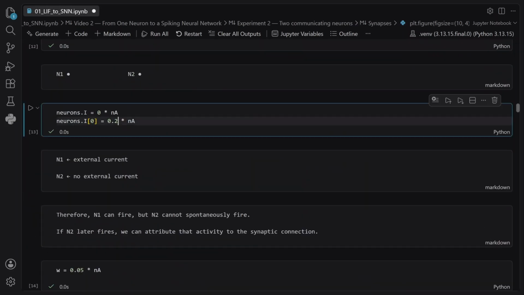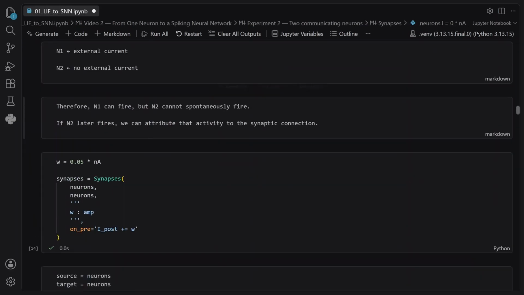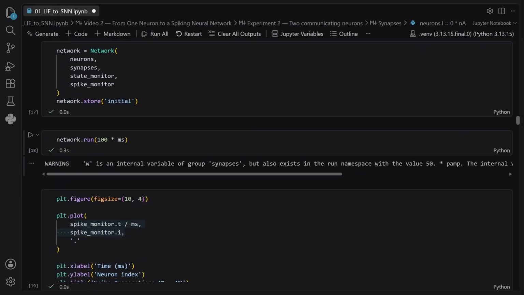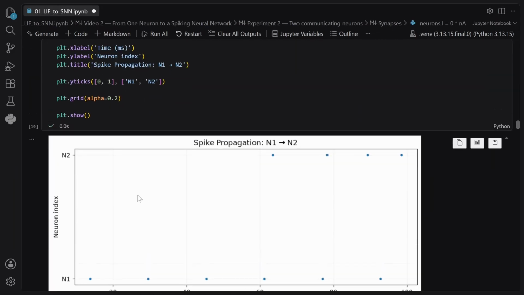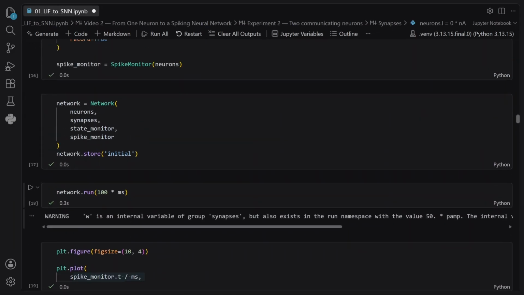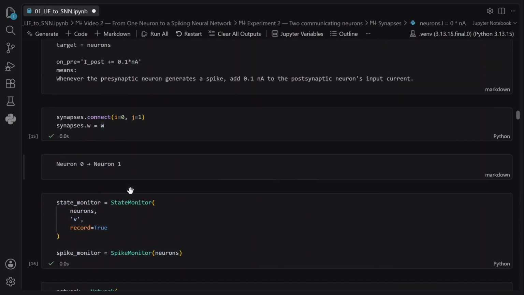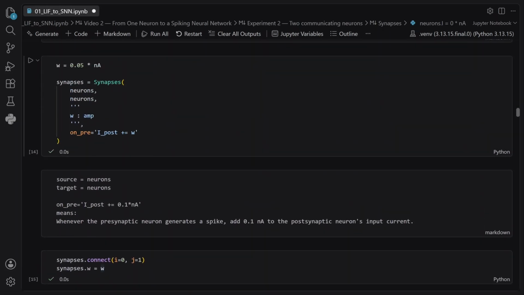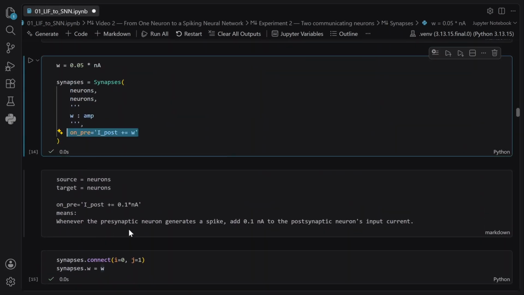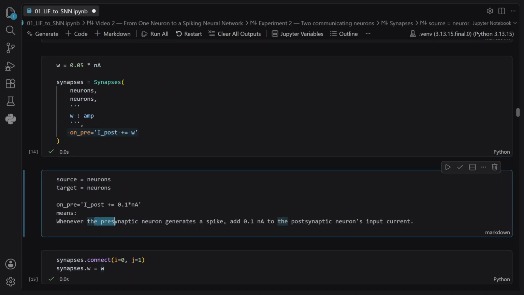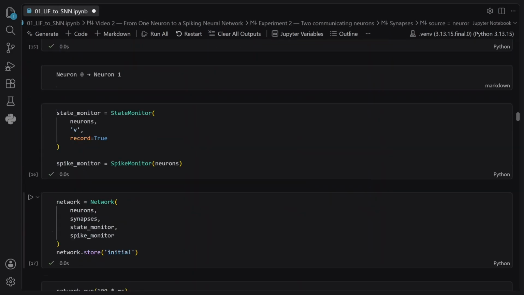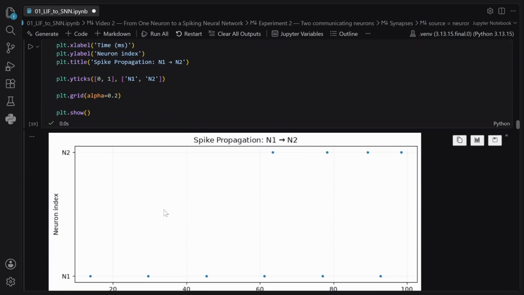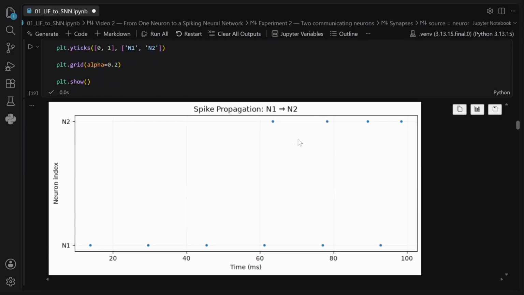Here, our second neuron is not getting any input from anywhere else. The only source of input it gets is from this one. Whenever the presynaptic neuron generates a spike, add 0.1 nanoampere to the postsynaptic neuron input. In our case, W. So this is how we are getting these spikes.